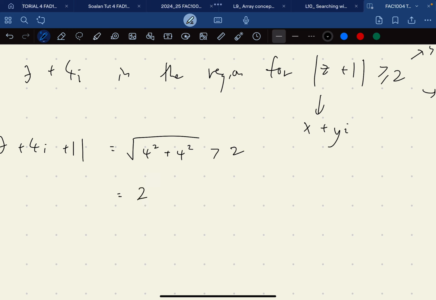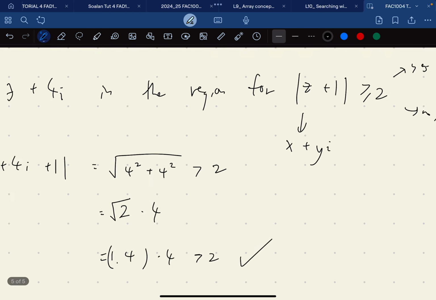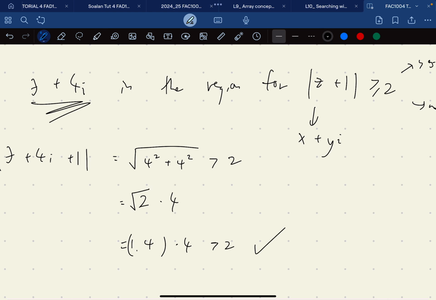The square root of 4 squared plus 4 squared, so 2 times 4, it will become 4 times root 2, so this is like 1.4 times 4, which is obviously more than 2. So yes, it is represented. That's how you check the representation. Right, next question.